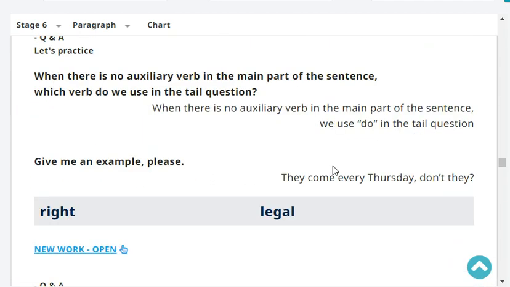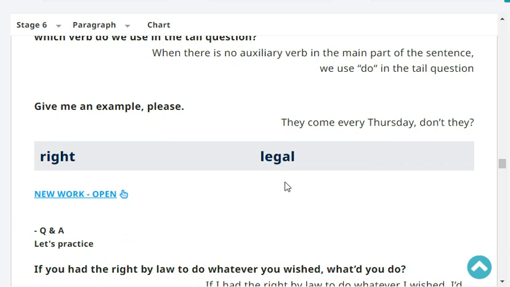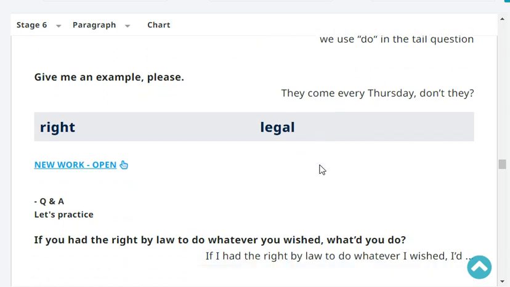When there is no auxiliary verb in the main part of the sentence, which verb do we use in the tail question? When there is no auxiliary verb in the main part of the sentence, we use do in the tail question. Give me an example, please. They come every Thursday, don't they?